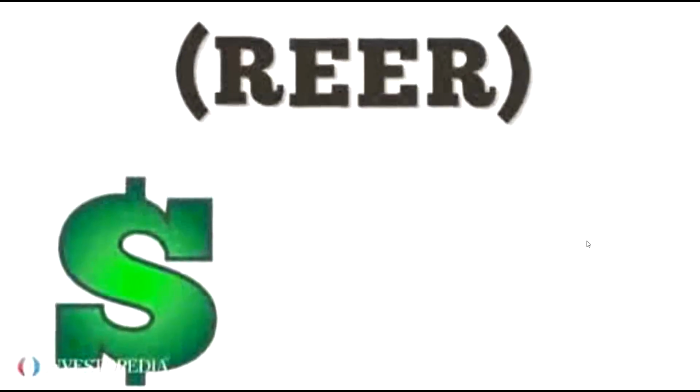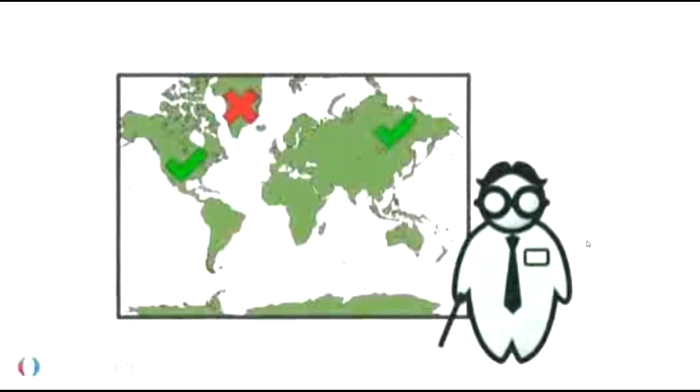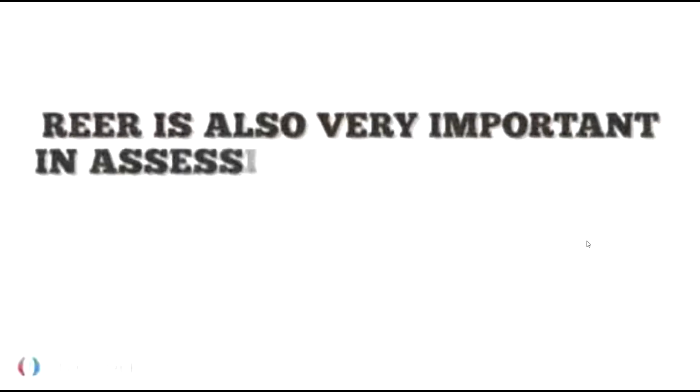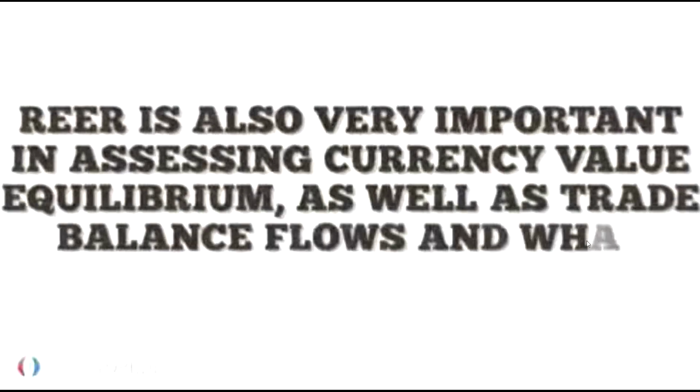The currencies in the REER index are those most commonly traded today: the US dollar, the euro, yen, etc. By looking at the REER, economists can tell which countries have lost their competitiveness relative to other countries. REER is also very important in assessing currency value equilibrium, as well as trade balance flows and what drives them.